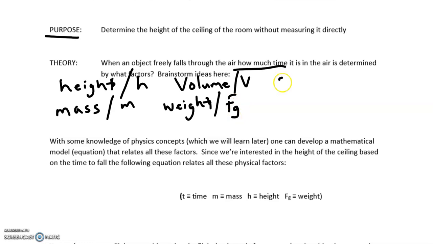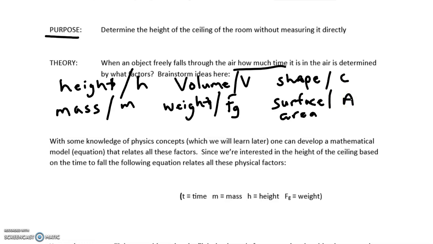You might think the shape might matter. Don't ask why, we just give it a symbol of C for coefficient. I'm thinking of other things that have come up through the years: surface area. So that's a lot of things that could possibly affect the fall of a ball, the time of flight.